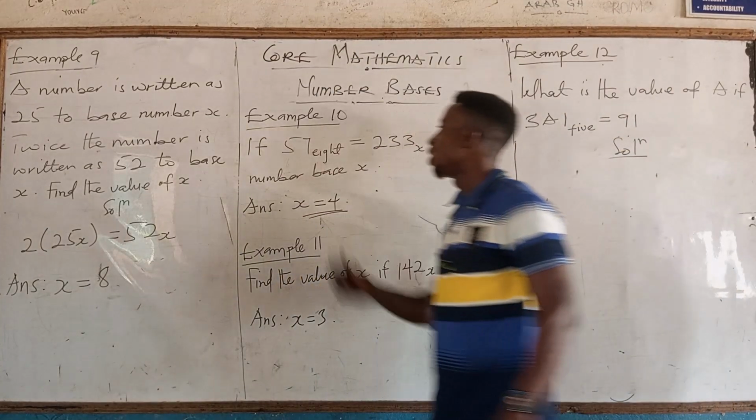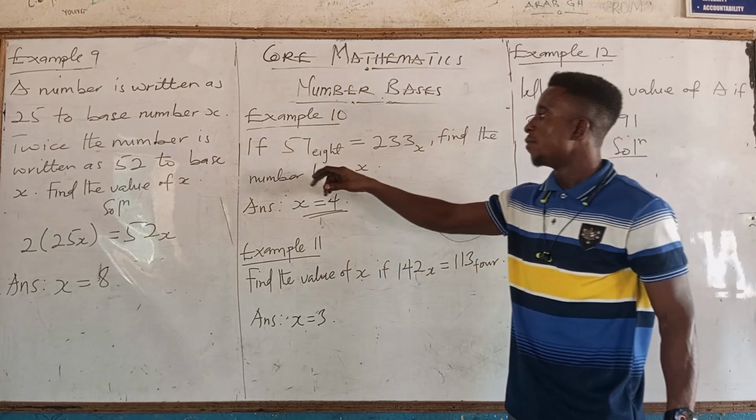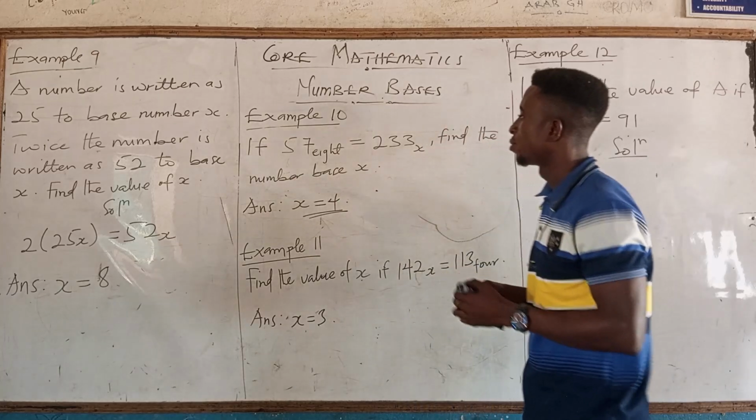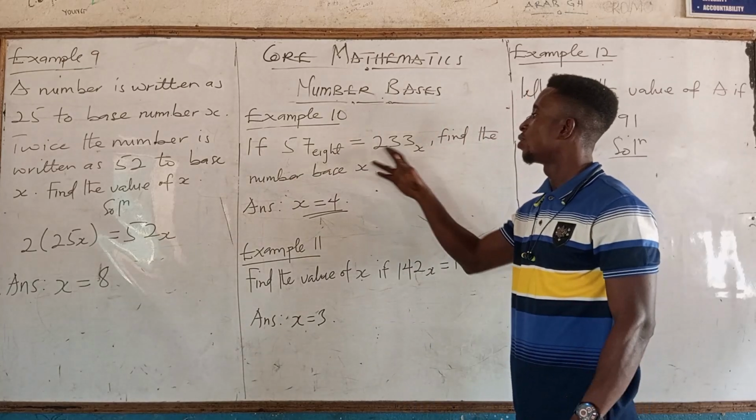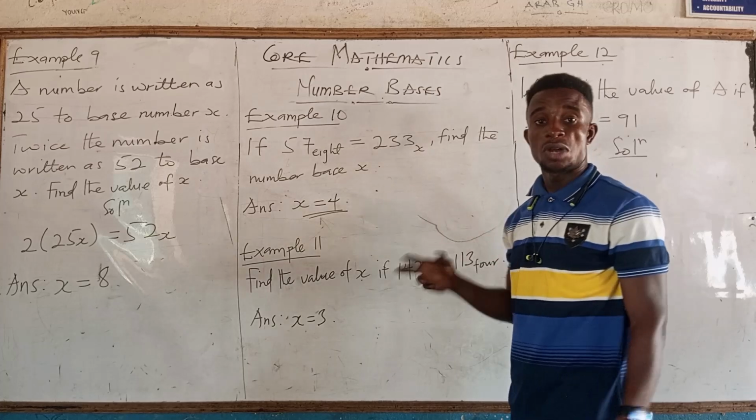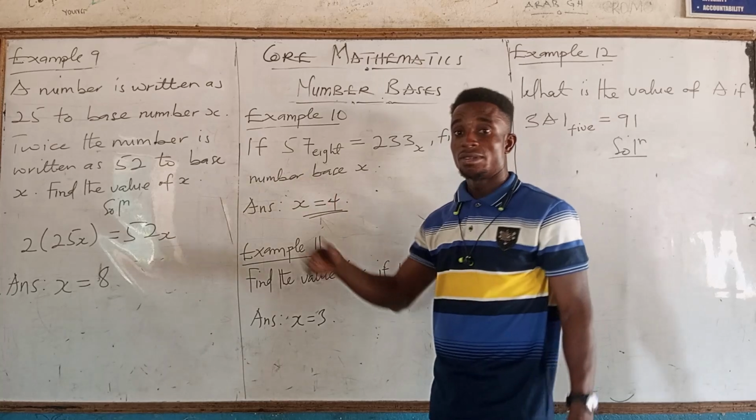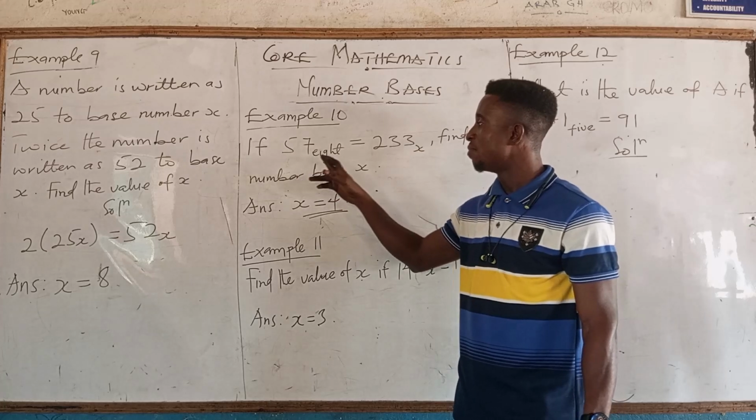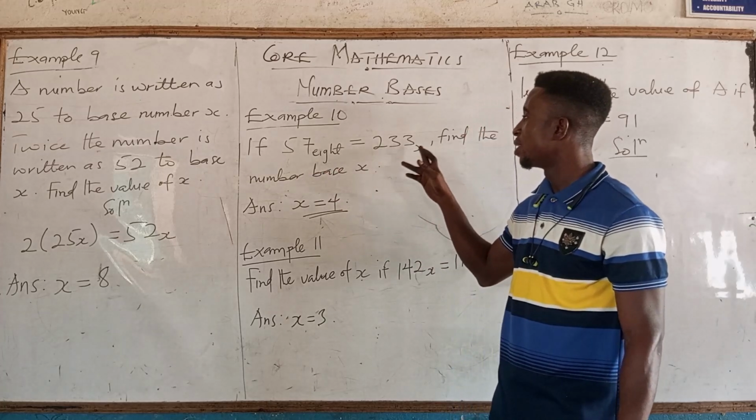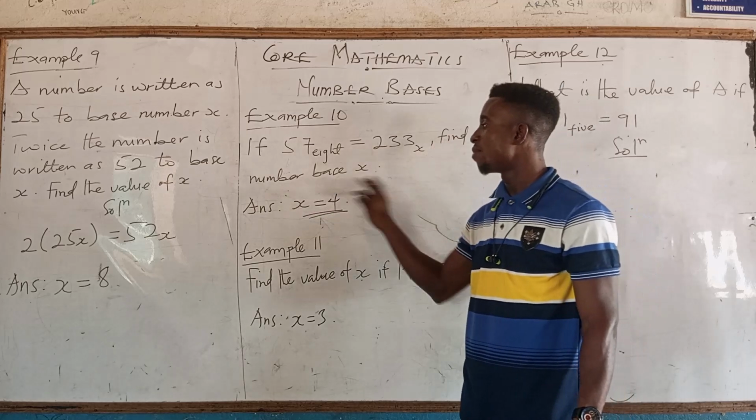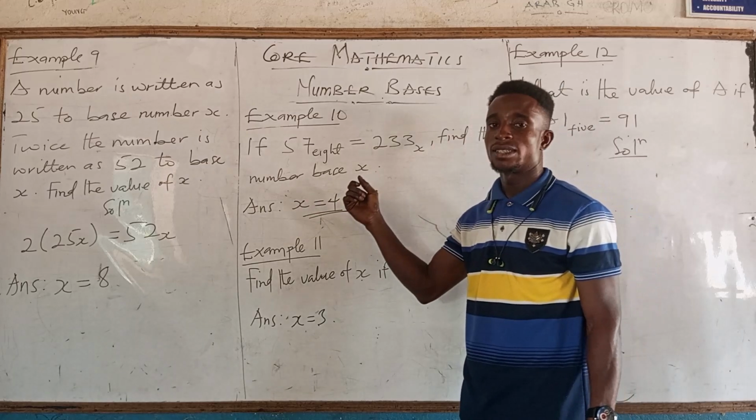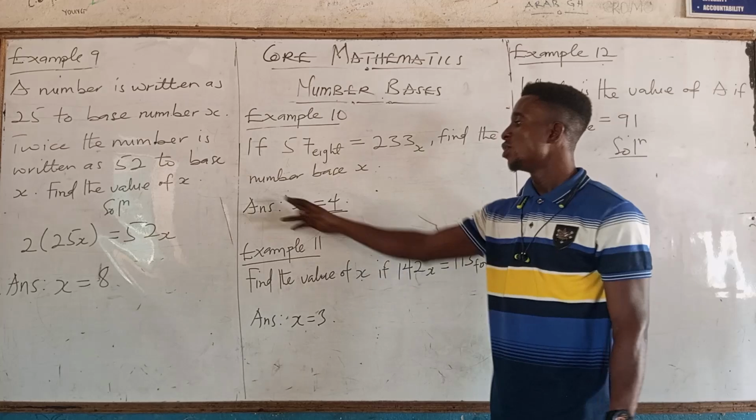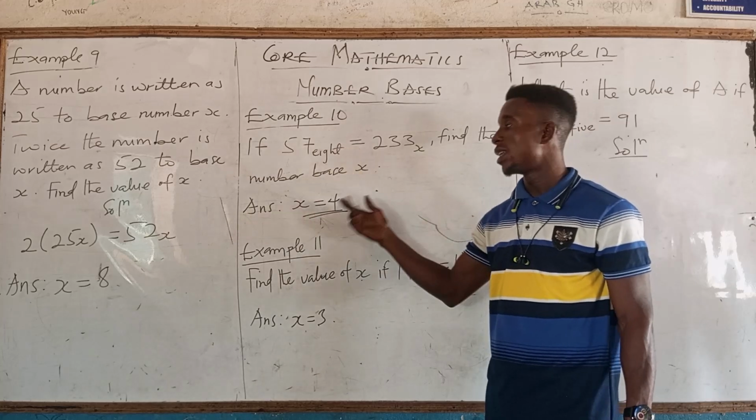So, for example number 10, if 57 base 8 is equal to 233 base x, find the base number, or find the number base x. So what do we do? We change this one to base 10, then we solve. I think we can do this one. So I've written the answer. You solve till you get this answer.